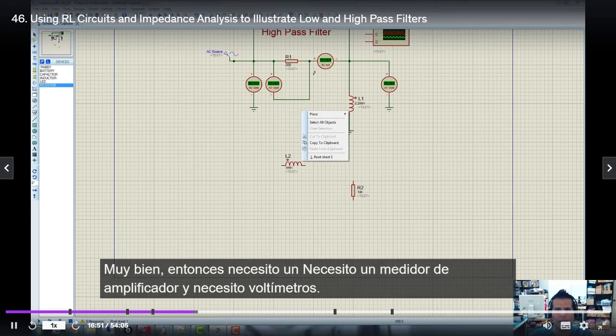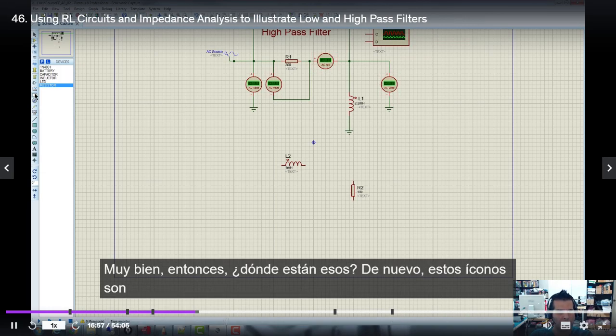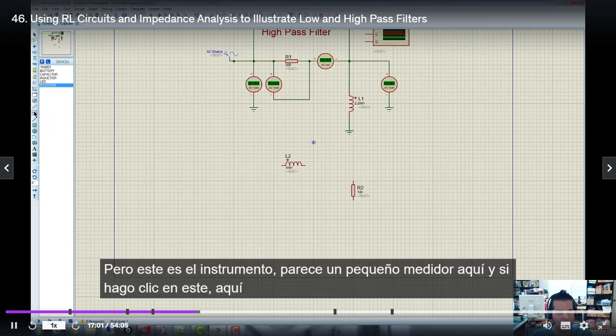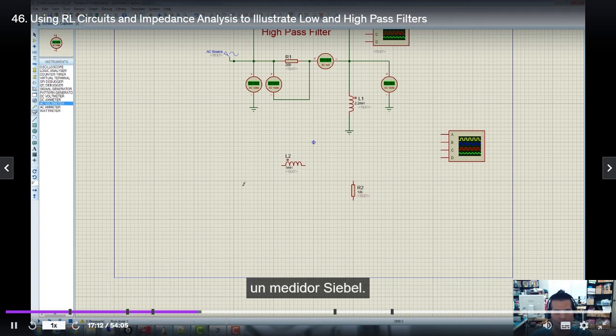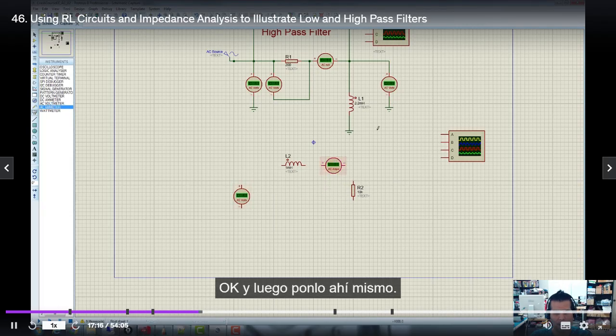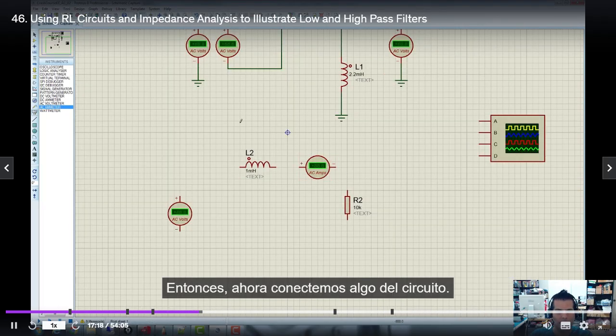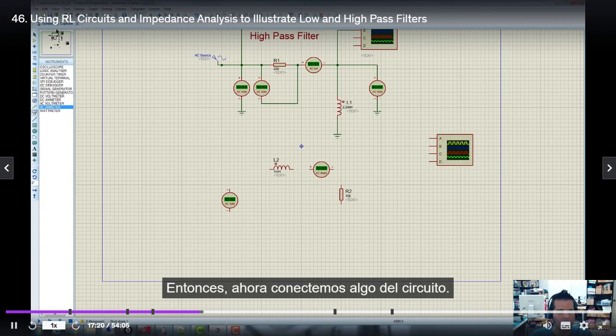All right, then I need an ammeter and voltmeters. So where are those? Again, these icons aren't too helpful. You've got to hover over them and figure it out. But this is the instrument icon. It looks like a little gauge right here. If I click on this, here are all my little instruments. There's an oscilloscope, so I'll grab that. Then let's see, I need an AC voltmeter. Okay, I'll put that right there. And then I need an AC ammeter. Okay, and I'm going to put that right there. Okay, so now let's connect this circuit.